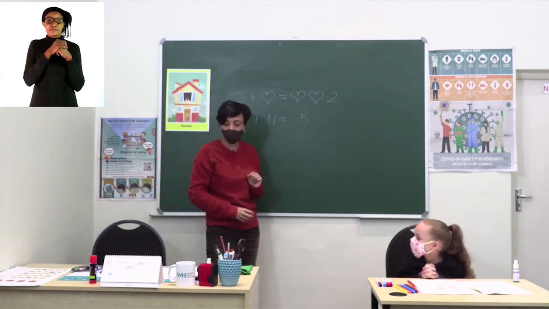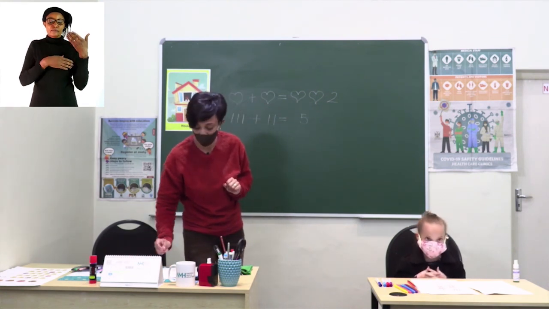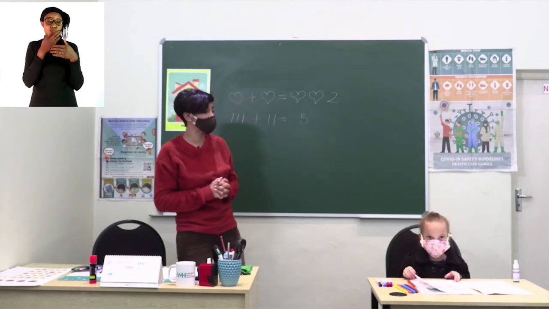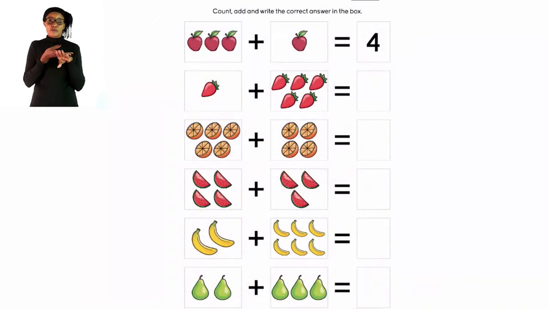So, let's go back to our page 13. You will see on that page, they gave an example for you of apples, where you see there's 3 apples plus 1 apple, and the answer is 4. The next fruit that you have to do on your own is strawberries, oranges, watermelon, bananas, and pears. So you have to do those sums on your own.